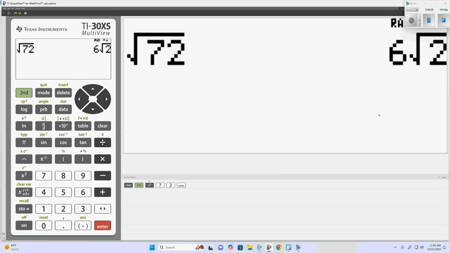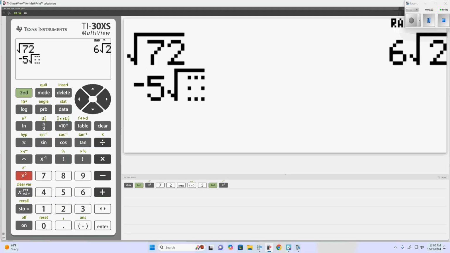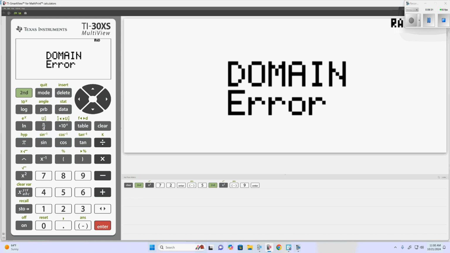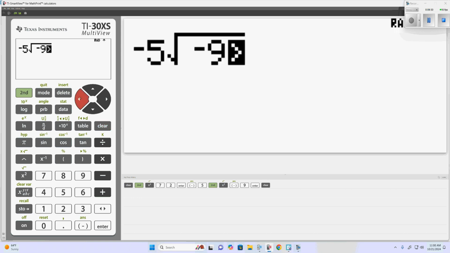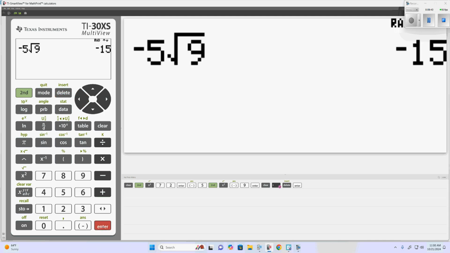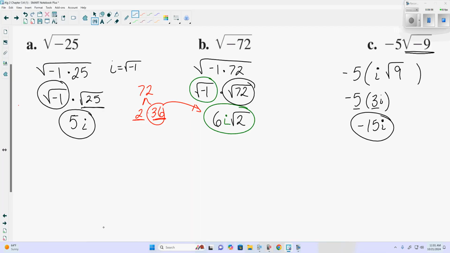this calculator here. So if we plugged in negative 5 square root negative 9, it gives us an error. And the reason it gives us an error is because of the negative inside the radical. But we know that negative is going to come out as what? I. Get rid of the negative and let it do everything else. So it tells us negative 15, yes? But it should be what? Negative 15i. We just put the I back in, and we're done.